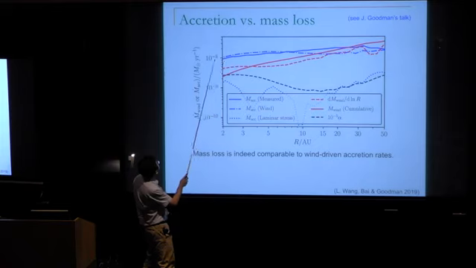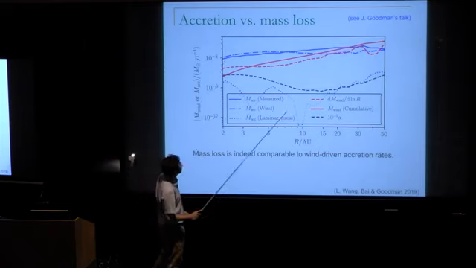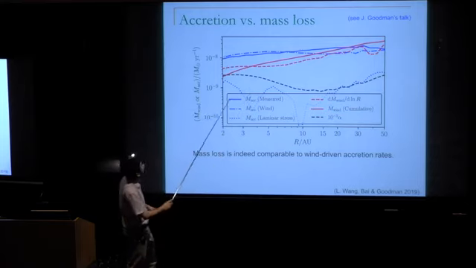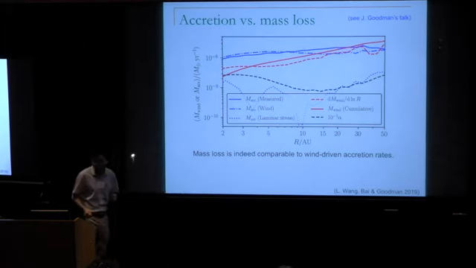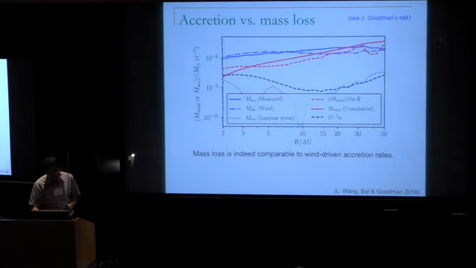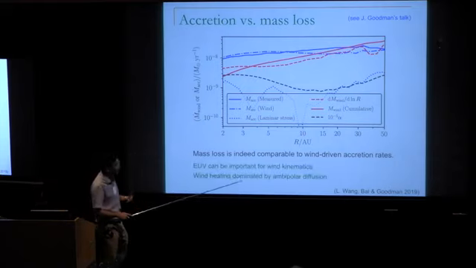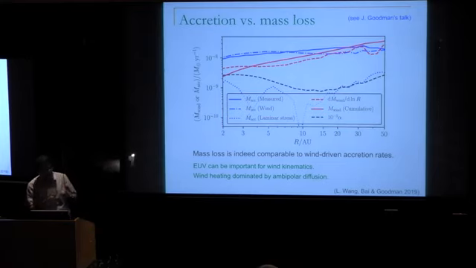But just to show, this is the wind-driven accretion rate and mass loss rate as a function of radius. You get the right accretion rate of about 10 to the minus 8 solar masses per year, and the wind mass loss rate is also significant. It's about comparable to the wind-driven accretion rate. Moreover, Lile has found that EUV can actually be important. And wind heating is dominated by ambipolar diffusion because the wind is not completely ideal MHD. There's also some ion-neutral friction which heats the wind.